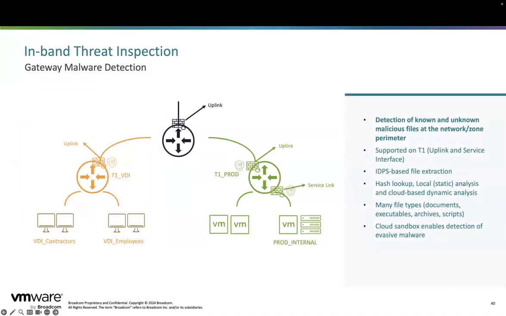Now, we can also do some of this at the gateway, the detection of known and unknown malicious files, supported on T1s with IDPS-based file extraction, again, static local analysis, as well as the cloud-based dynamic support for file types: documents, executables, archive scripts, and then the cloud sandbox enabling detection of the evasive malware.